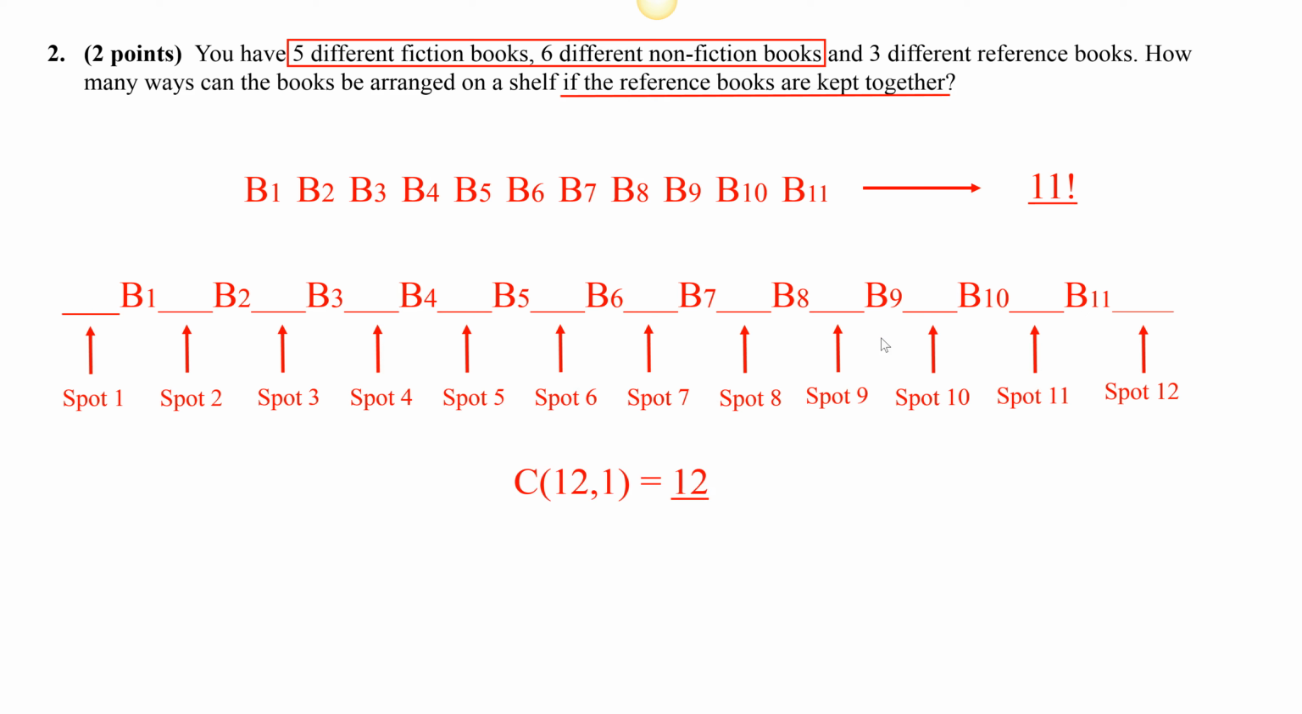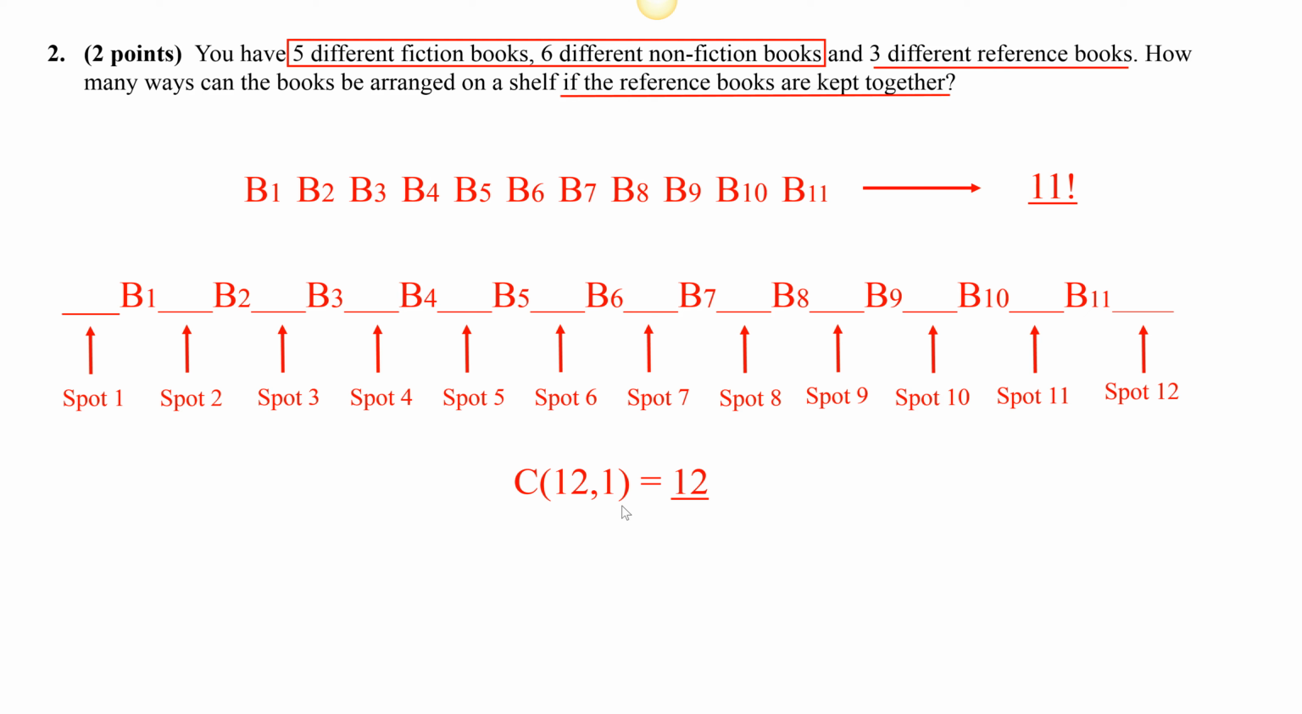So we have a combination 12 choose 1, which is equal to 12. So pretty much we have 12 spots that we can choose from to put the reference books at, and we're only going to choose 1 spot, okay? Because we're keeping the reference books together as a whole. So we're not going to pick 3 spots, because that would mean we're separating them. We're picking 1 spot for those 3 reference books to go. And that is combination 12 choose 1, and it gives you 12, okay?